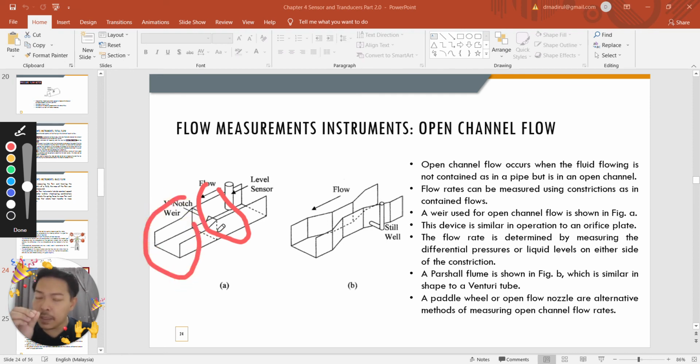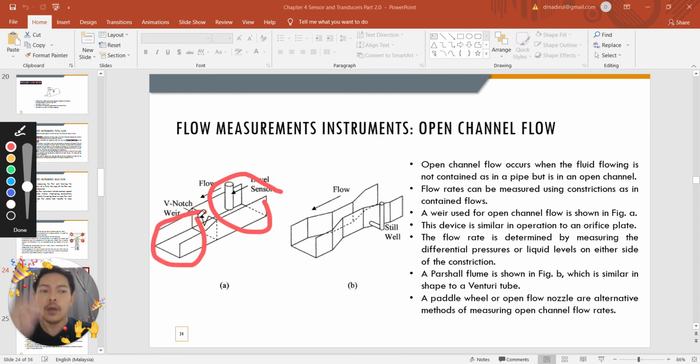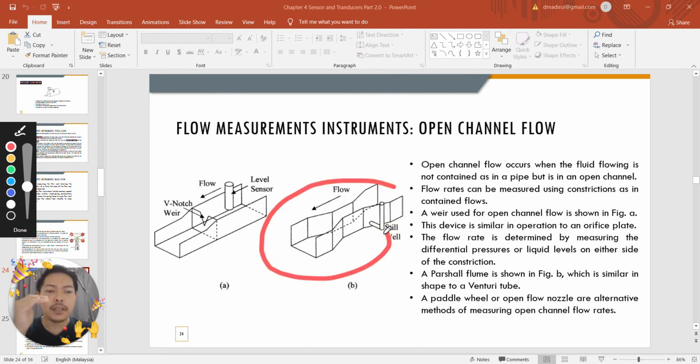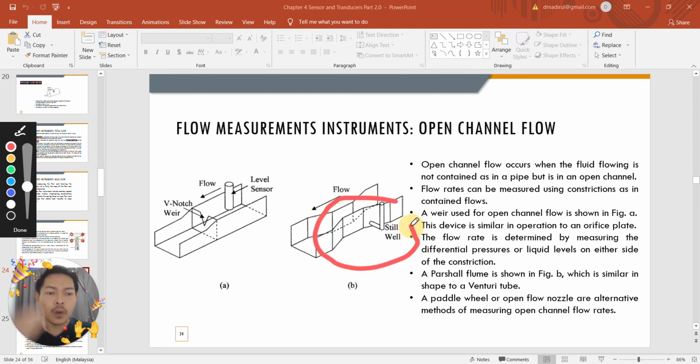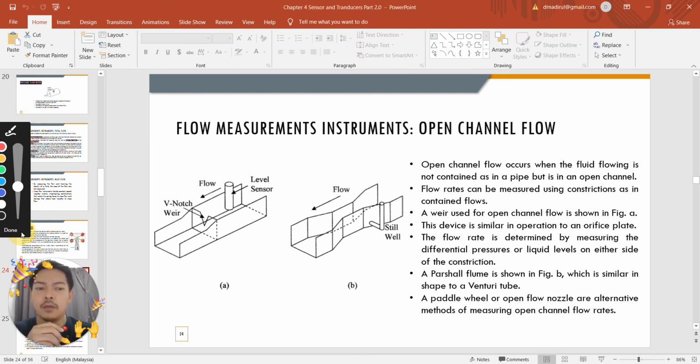So how do we determine the flow rate? By measuring the differential pressure or liquid level on either side of the constriction. A flume is shown in figure B here, which is similar in shape to a venturi, which was shown in the previous slide. A paddle wheel is an alternative method of measuring open channel flow rate. So actually, this is an alternative in measuring open channel flow rate.